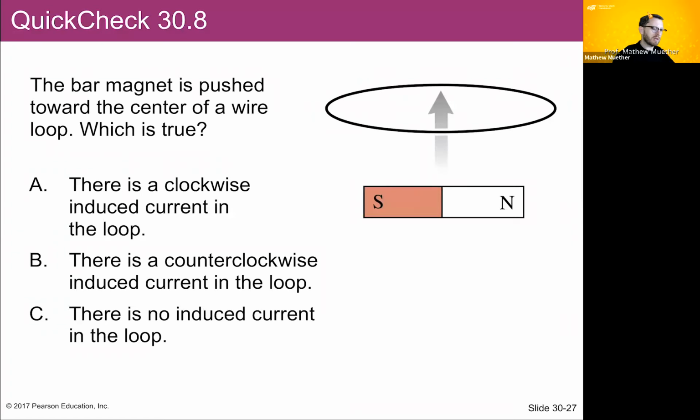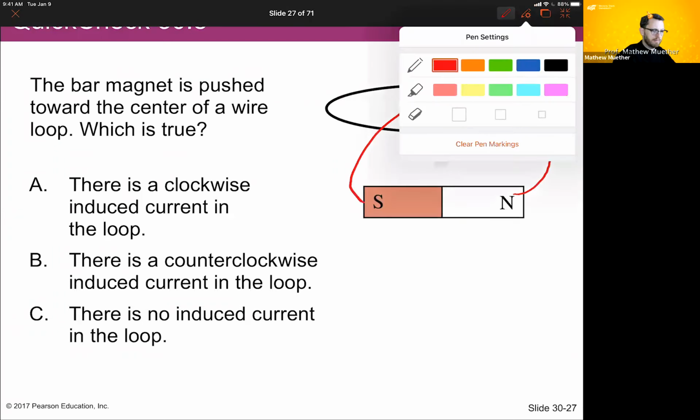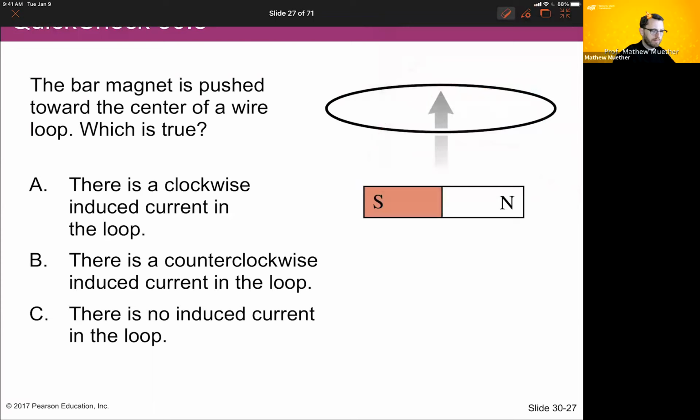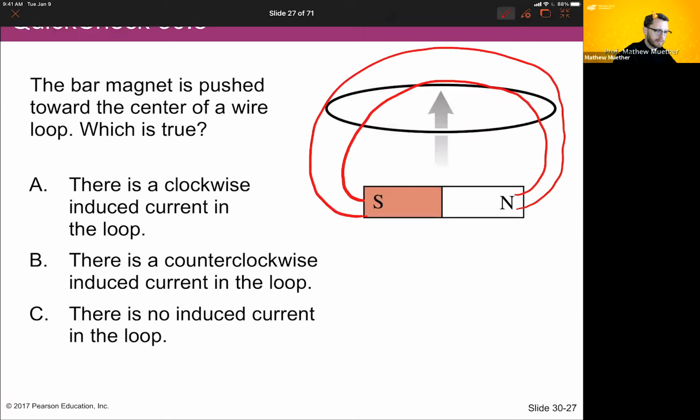That's correct. Why is that correct? Well, what do the field lines look like? The fields come out of the north side and come back and return to the south side. Oops, that was drawn terribly. Let me try again. Something like this.